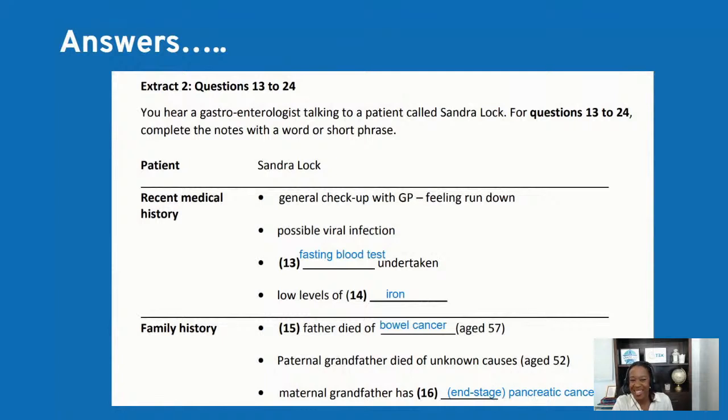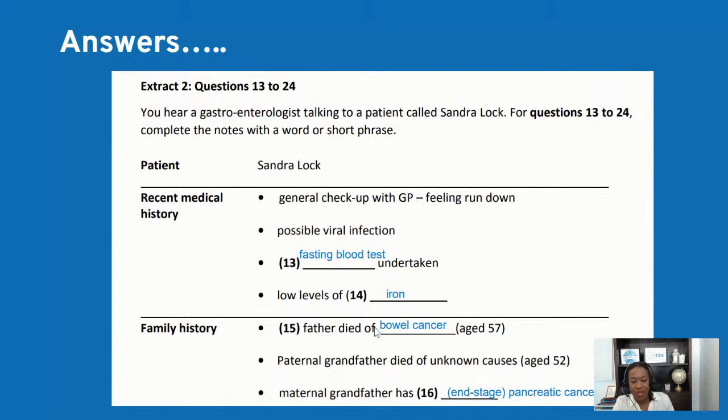All right. So here are the answers. How did you do? So hopefully when you were anticipating the answers for number 13, for example, you will have realized that it was some sort of test. And knowing that will have helped you kind of hear the answer, which was specifically fasting blood test.